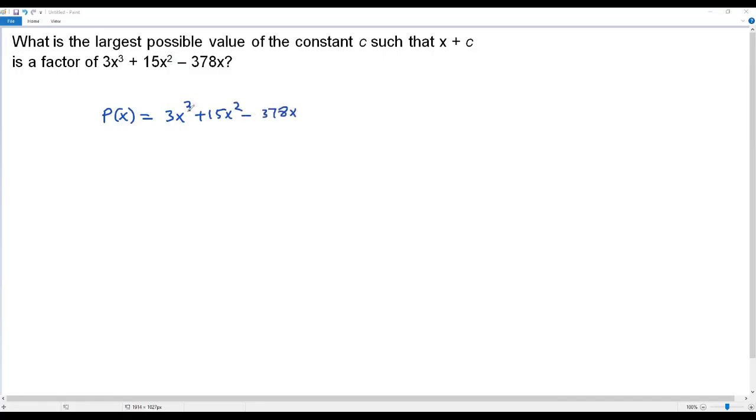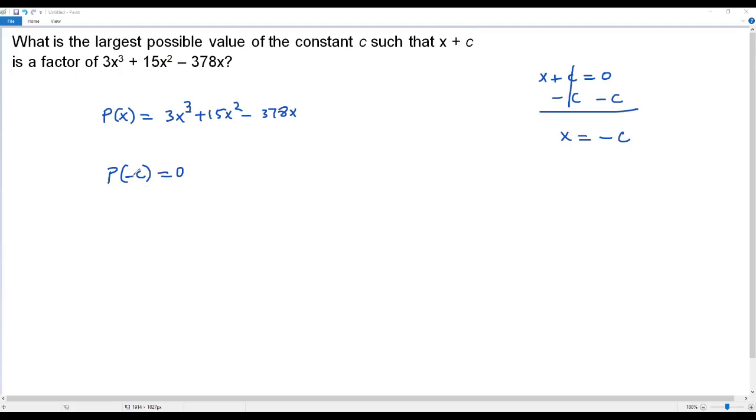I assume that p(x) represents the given polynomial. It is given that x + c is a factor of this polynomial. So now let me equate this factor to 0 and solve for x. I subtract c from both sides, the +c and −c cancel, and I get x = −c. Since x + c is a factor of p(x), when I plug in −c for x, it must equal 0 by the factor theorem.